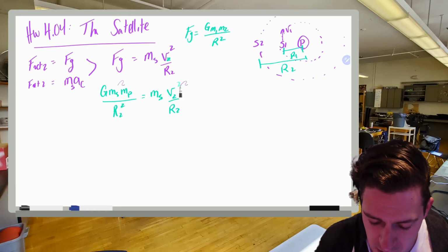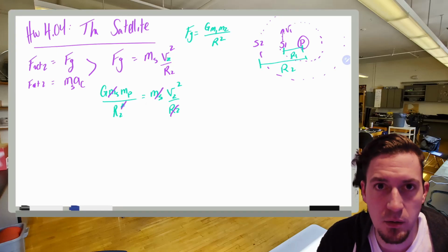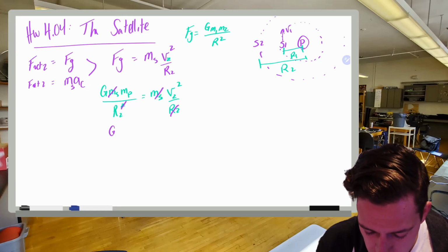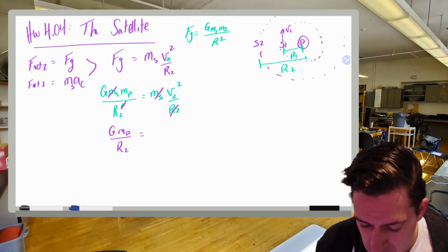So if I'm looking to clean this up a little bit, which we normally are in these types of problems, you can see that hopefully the mass of the satellite should cancel, and one of these R2s would cancel as well. So what I'm left with here is big G, mass of the planet, divided by R2, is equal to V2 squared.